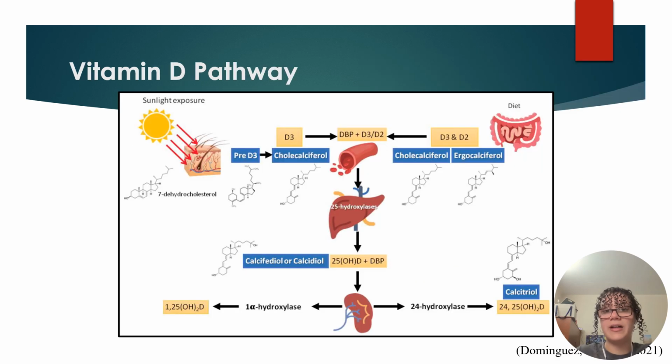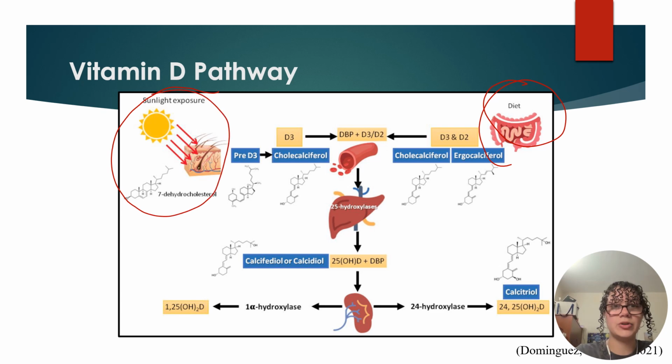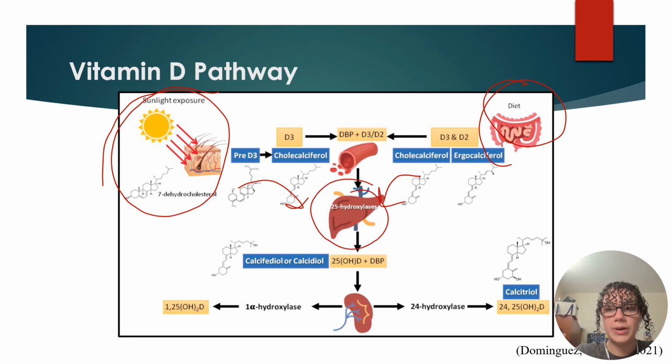Now for the vitamin D pathway. There's two forms of vitamin D, vitamin D2 and vitamin D3. While both can be found from our diet, only vitamin D3 can be found with sunlight exposure. Both of them go into the liver, and from there, they're converted into 25-OHD, also known as calciferol. This is what we'll be focusing on, as this is what circulates through our bloodstream.